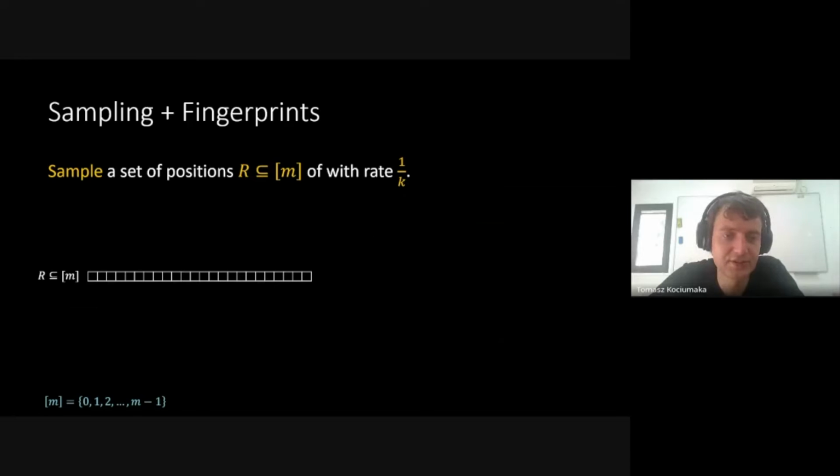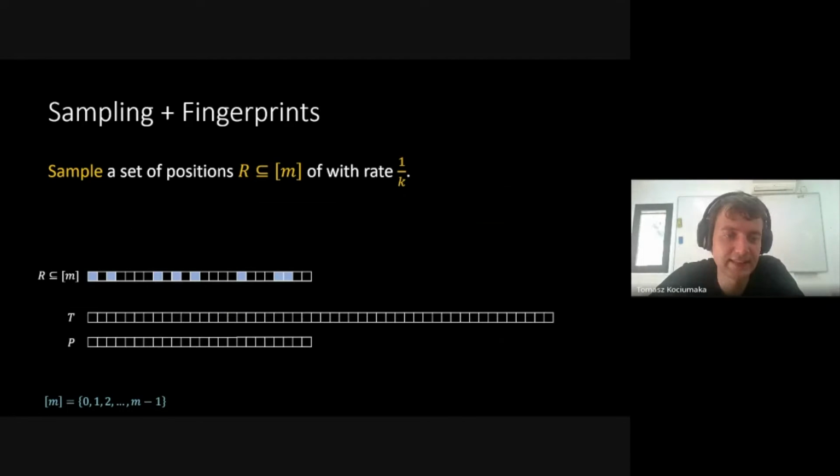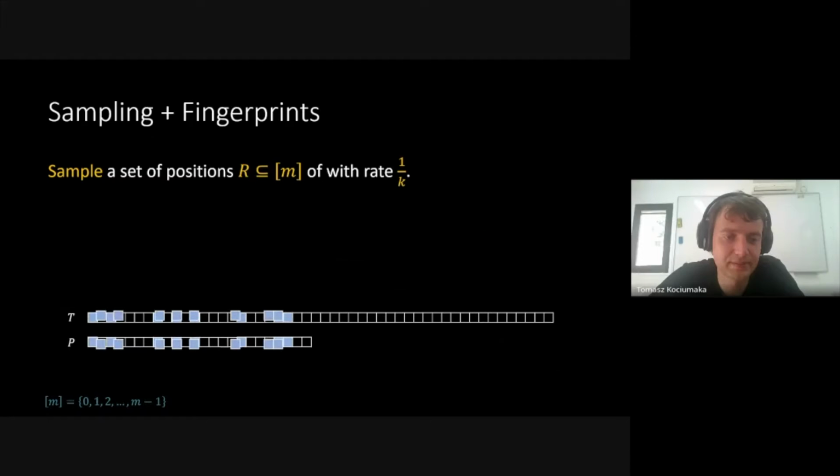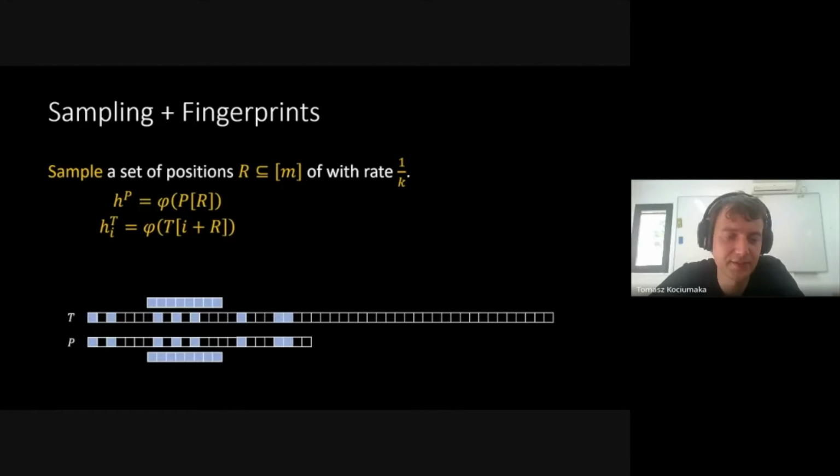So let me recall that we draw a sample of positions between 0 and m minus 1, and we do it with rate k. Then we consider the pattern in the text, starting from the leftmost fragment of the text of length m. We consider the sampled positions in the pattern, and we compare them with the aligned positions in the text. We compute the fingerprints from the strings obtained by those sampled positions. So we ignore all the positions which are not sampled, and we stitch together all the sampled positions, and we compute the fingerprints both in the text and in the pattern.